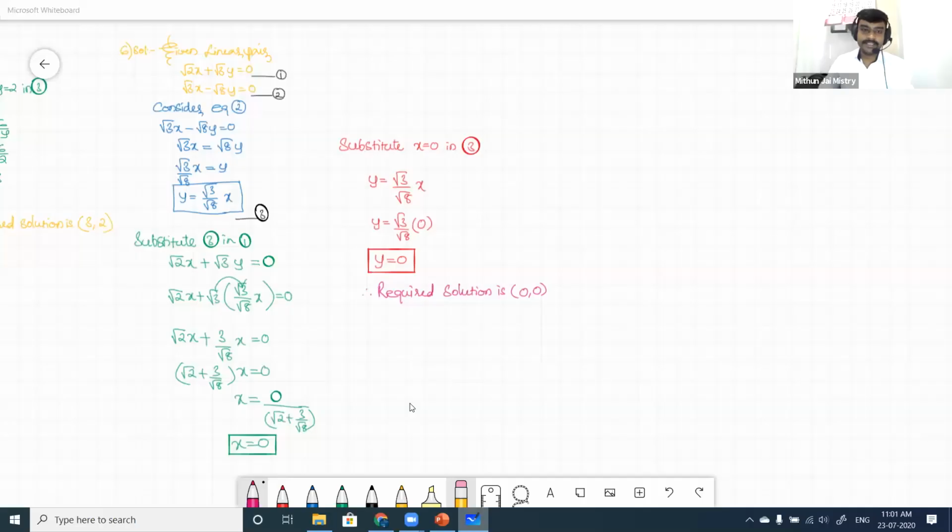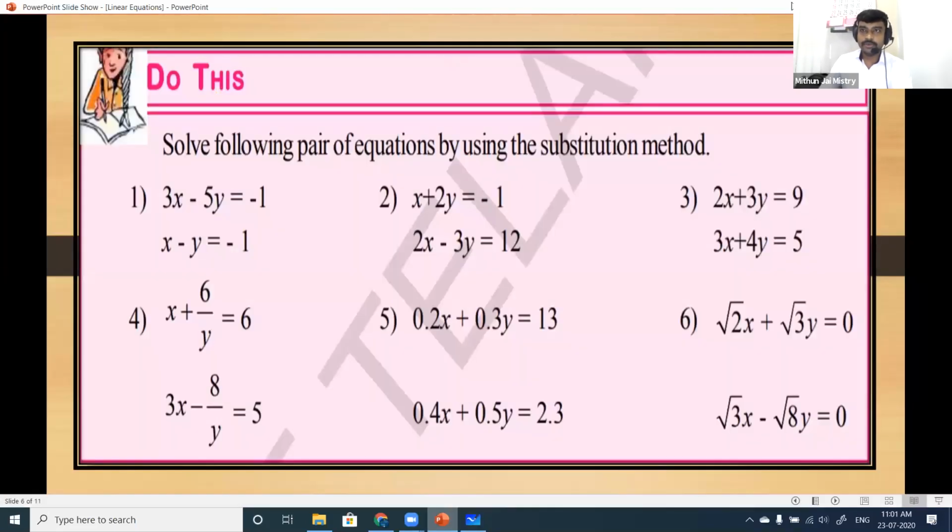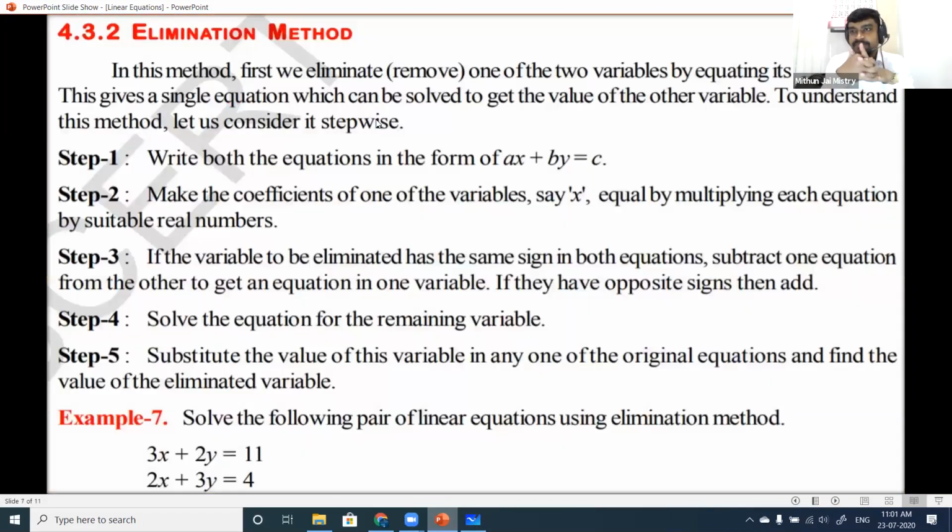Okay. So now let me again take you to the next method. So the remaining questions, do these. That will be your today's homework, right? Remaining questions you have to do. Sir Ramu, you understood now, the fifth one. So you have to do 1, 2, 3. So next is the elimination method.